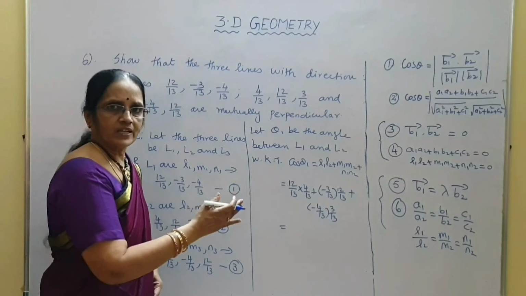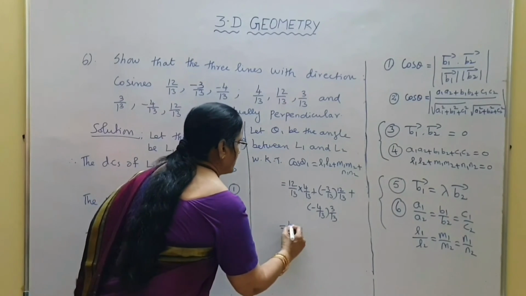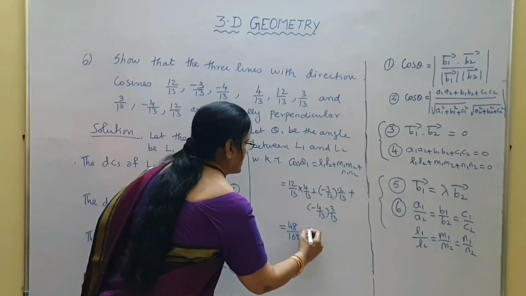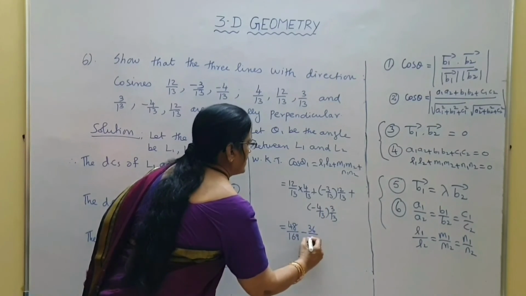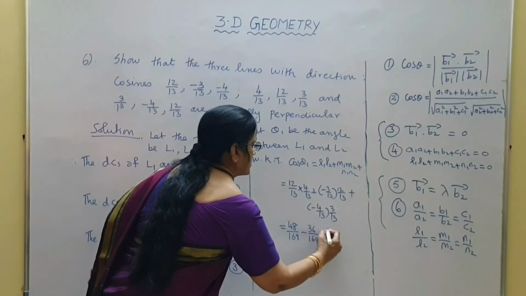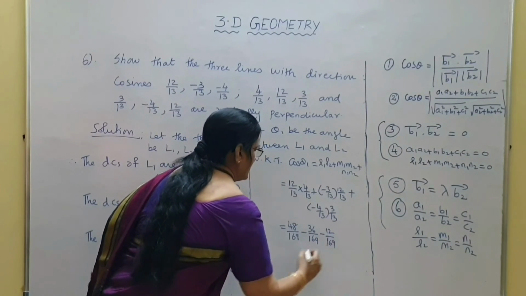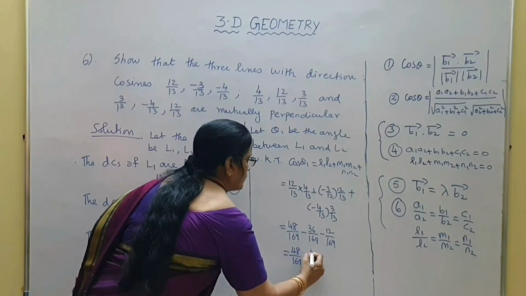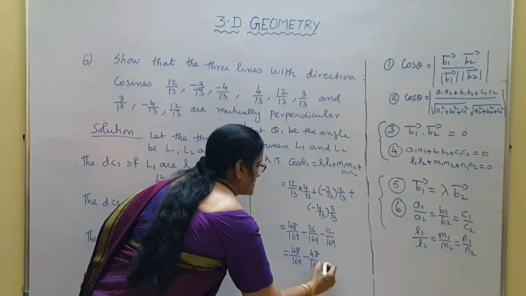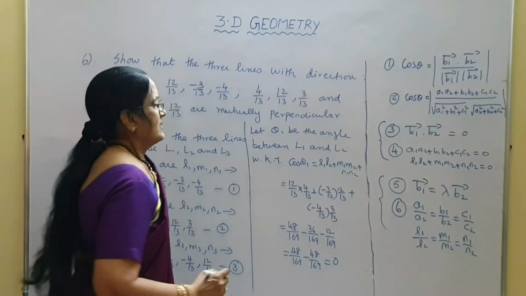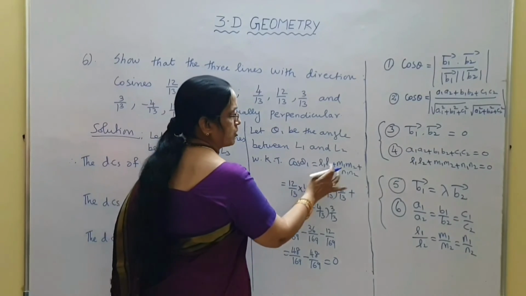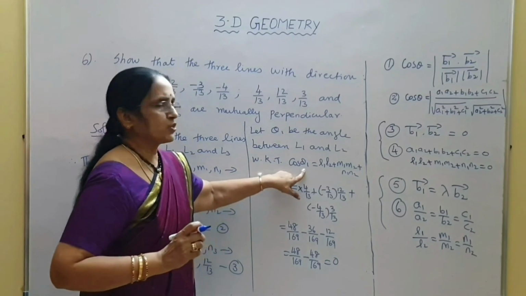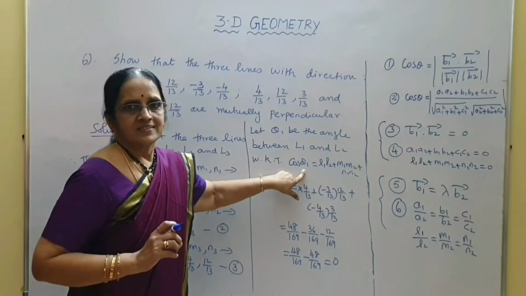When I simplify this further, I will be getting 48 by 169 minus 36 by 169 minus 12 by 169, which is equal to 48 by 169 minus 48 by 169, which is equal to 0. See, when you get L1 L2 plus M1 M2 plus N1 N2 equal to 0, that means theta 1 should be 90 degrees. Isn't it?